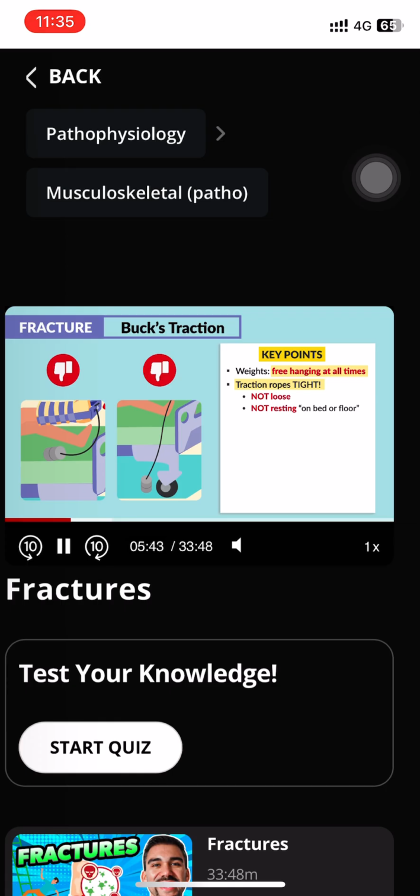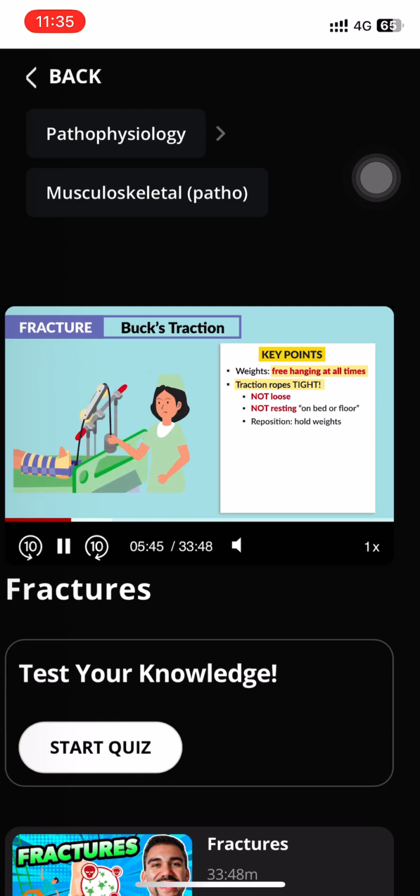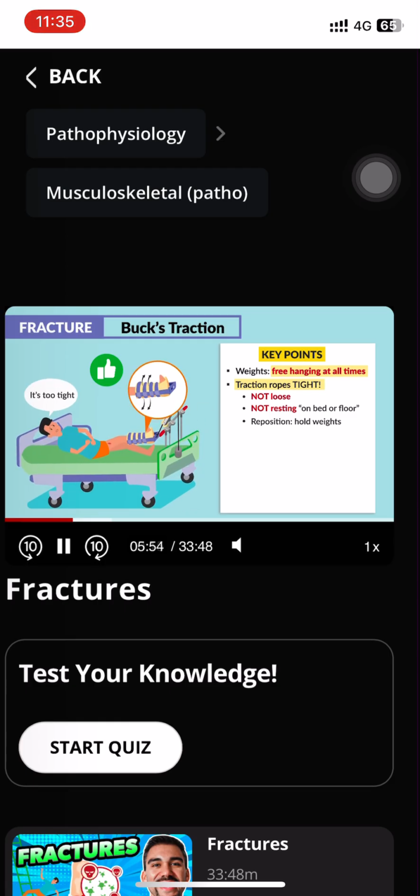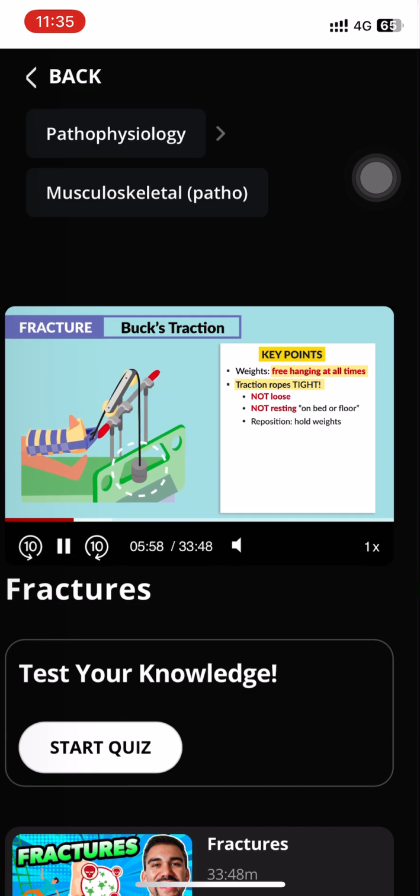This does not keep traction here. And when we're repositioning the patient, we hold the weights. So yes, it's okay to hold the weight while the patient repositions in bed, and it's okay to loosen the straps when the patient reports it's too tight. Just make sure to keep the traction after as much as possible.